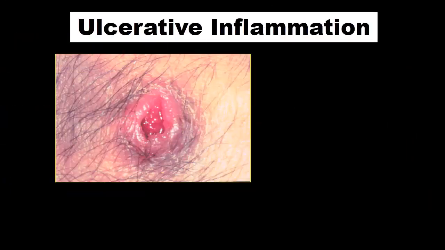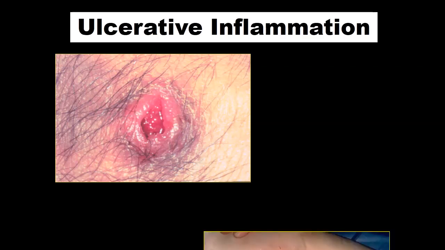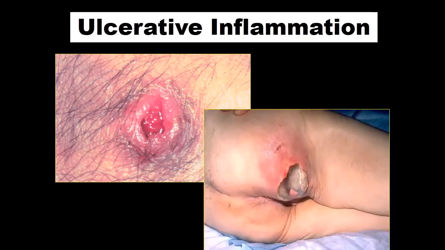This is an ulcer in the skin, and the base of the ulcer is covered by acute inflammatory exudate. This patient has a large gluteal abscess with sloughing or shedding of inflamed necrotic skin and subcutaneous tissue, leaving a large gluteal ulcer with an acute inflammatory exudate in the base.